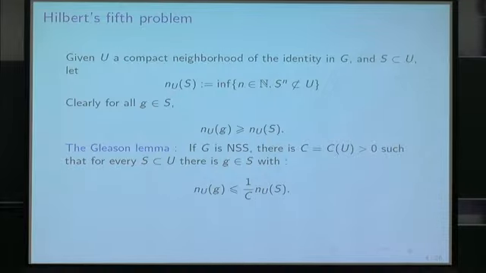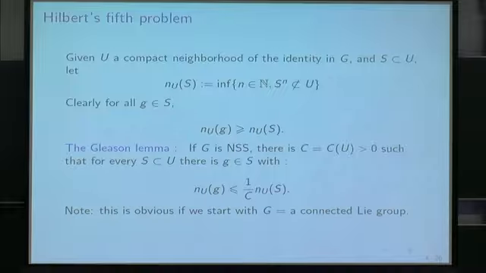It says that if your group is NSS, then there exists a constant depending on the neighborhood with the property that, given any subset S in U, you can always find an element inside with this property. Okay? Note that if you have a connected Lie group, then this is obvious because you have the exponential map. Everything near the identity looks like a neighborhood of the identity in a vector space. So you have a norm on the vector space, and you understand what's going on.